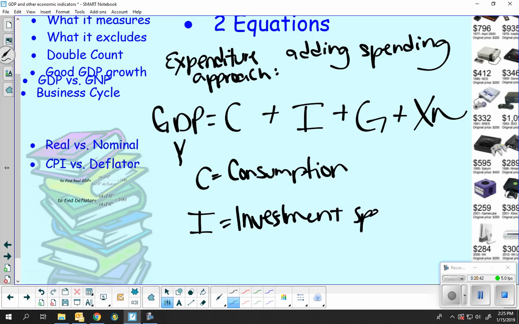And investment spending has nothing to do with financial investing. It has nothing to do with stocks and bonds or savings accounts, retirement accounts. That's not what it is. Investment spending, or I, is just a really fancy way to say business spending.